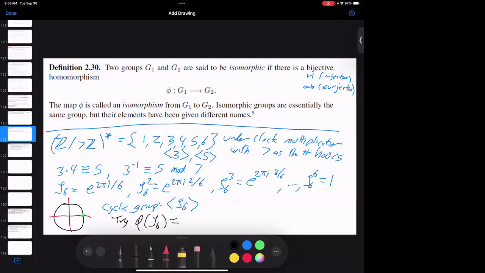Right. How many possibilities do we have to send it to? I don't care about the right one right now. How many options do I have? I have 6 options, right? So there's not that many things to try. What would be a good thing to try if I wanted it to be an isomorphism? We have 6 possibilities.